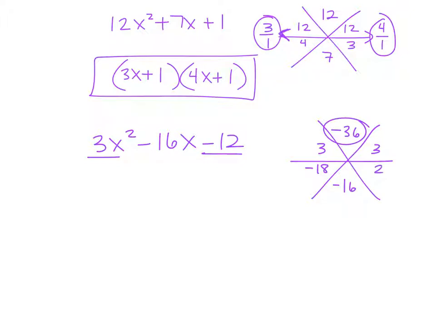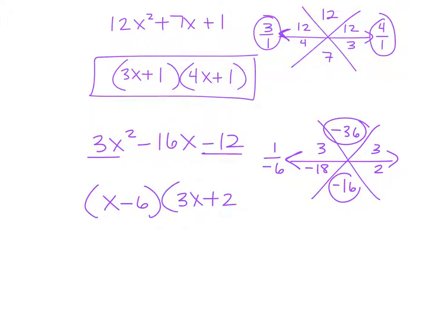Negative 18 and 2. I'll tell you another place that I see a lot of mistakes is people pick the wrong number to be negative. If this has to be a negative 16, you don't want a positive 18 and a negative 2. That would be a positive 16, right? So just pay attention to where your negatives fall. This has to reduce to what? 1 over negative 6. This one doesn't reduce, so you're going to leave it as is. So your answer is going to be x minus 6 and then 3x plus 2.